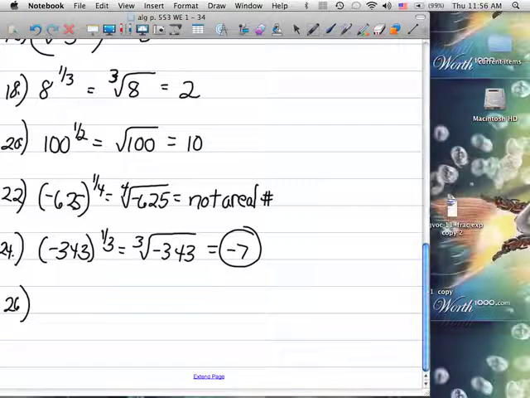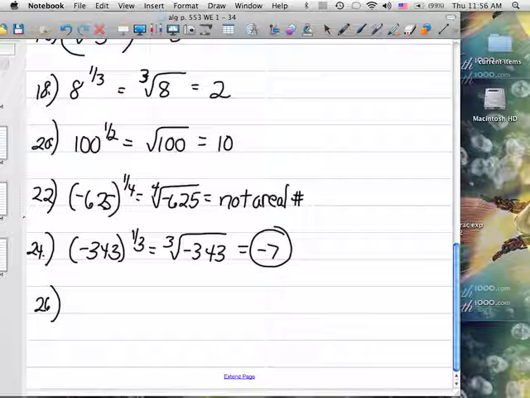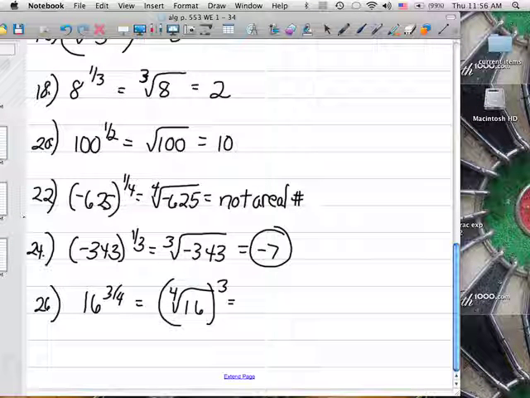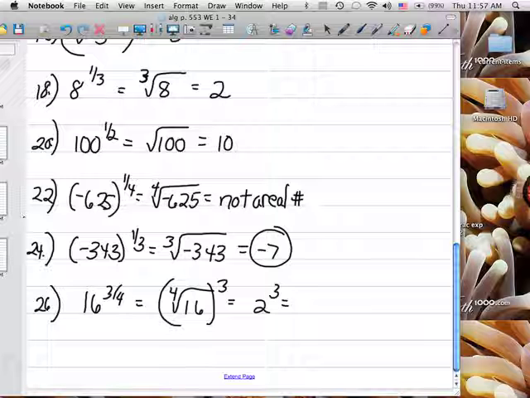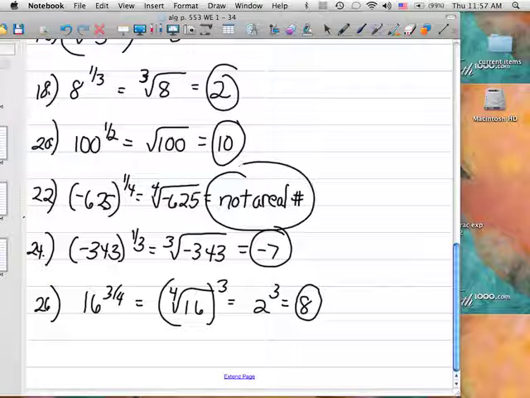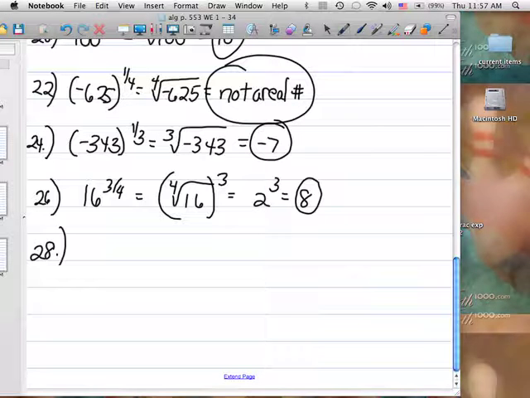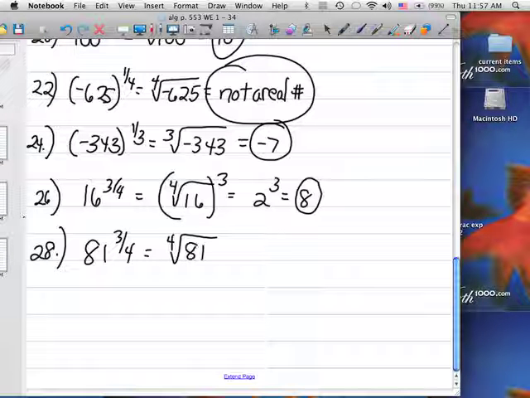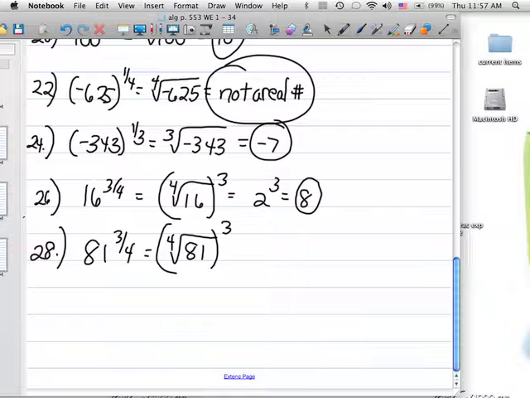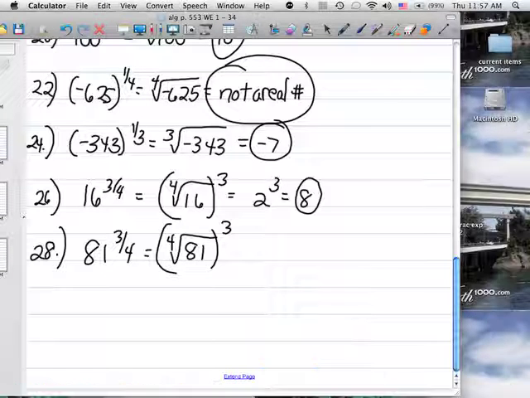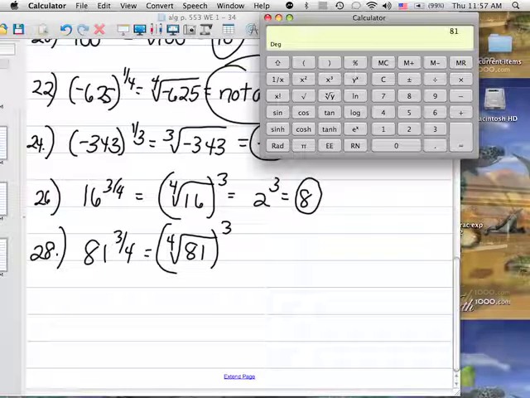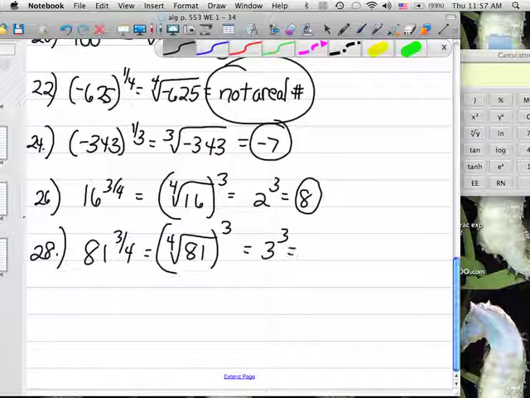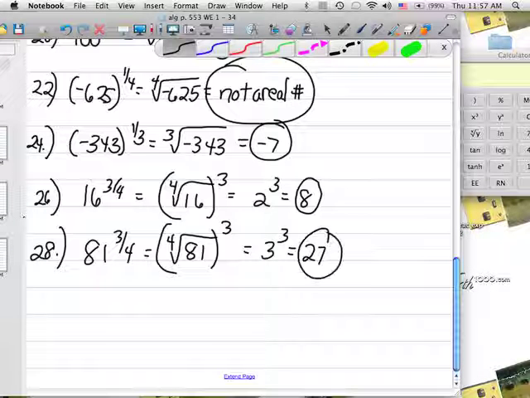Number 26, it's 16 to the 3/4 power, so it's the 4th root of 16 cubed. The 4th root of 16 is 2. 2 cubed is 8. Number 28, 81 to the 3/4 power. It's the 4th root of 81 cubed. The 4th root of 81 is 3. So that's 3 to the 3rd power, which is 3 times 3 times 3, which is 27.